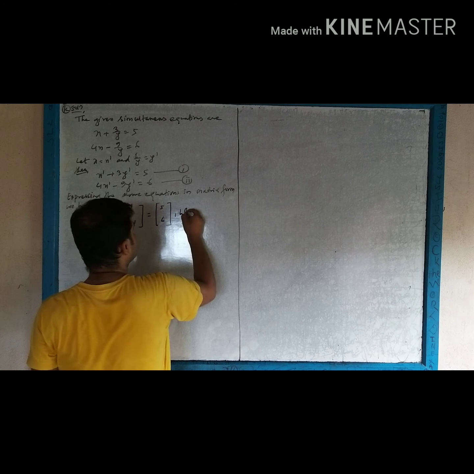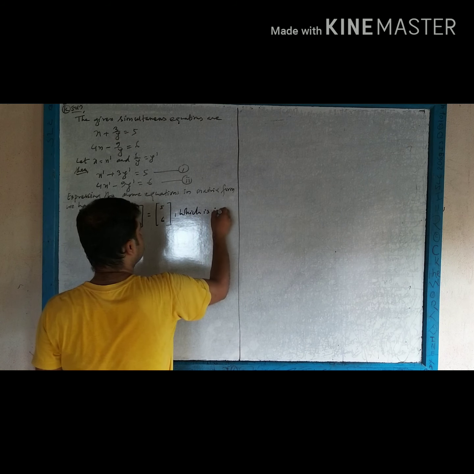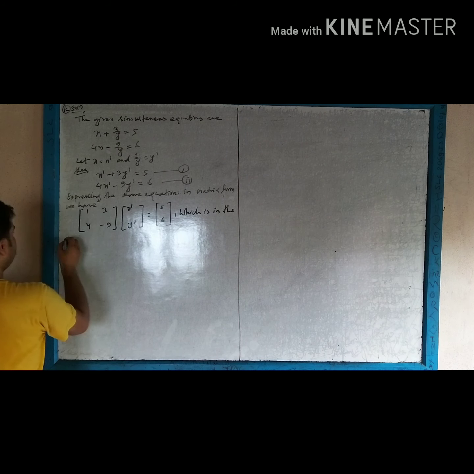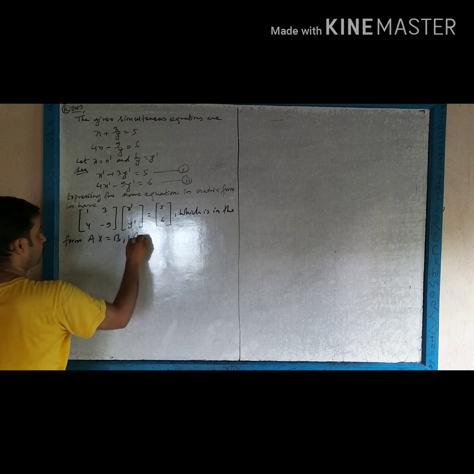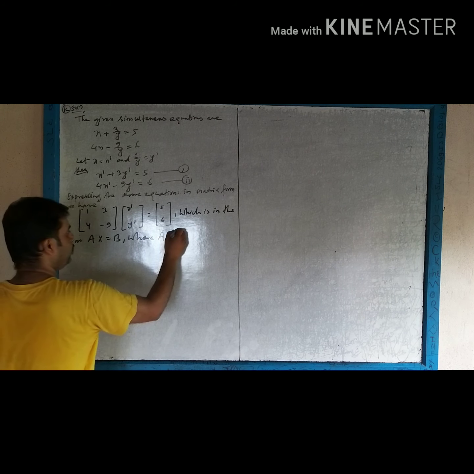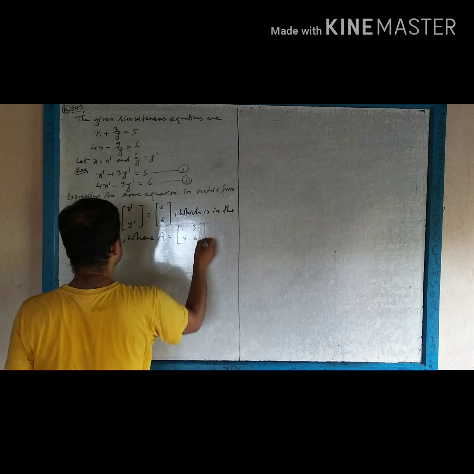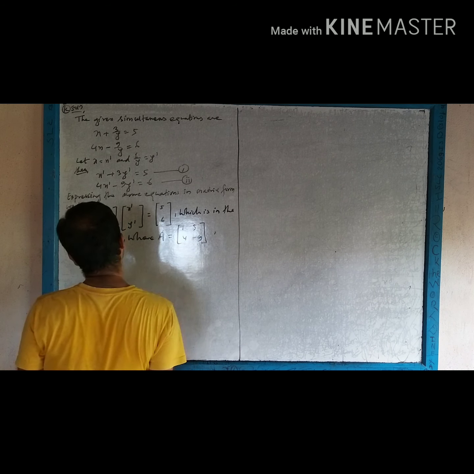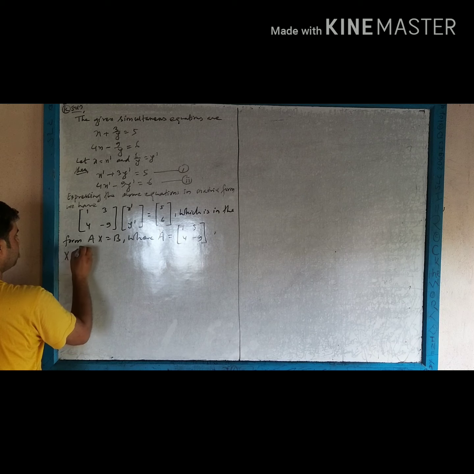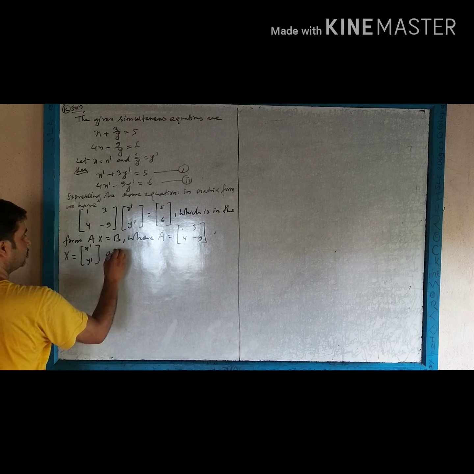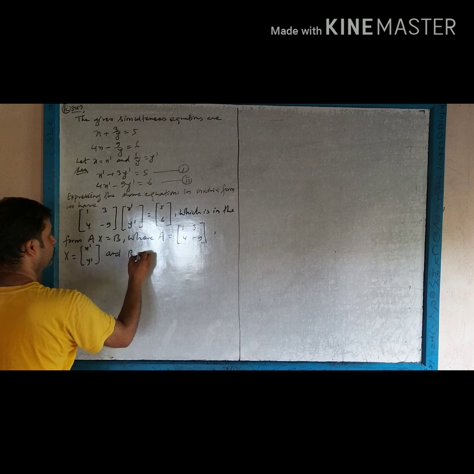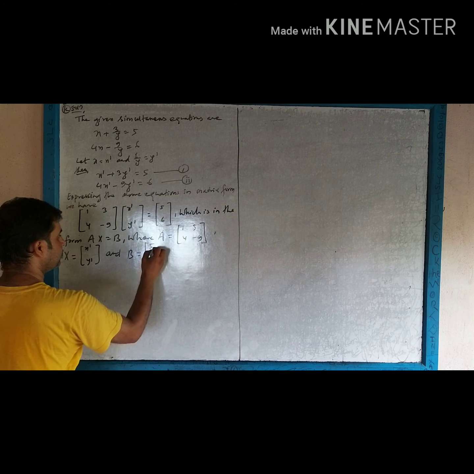which is in the form AX equals B, where A is equal to 1, 4, 3, minus 9, X is equal to x dash, y dash, and B is equal to 5 and 6.